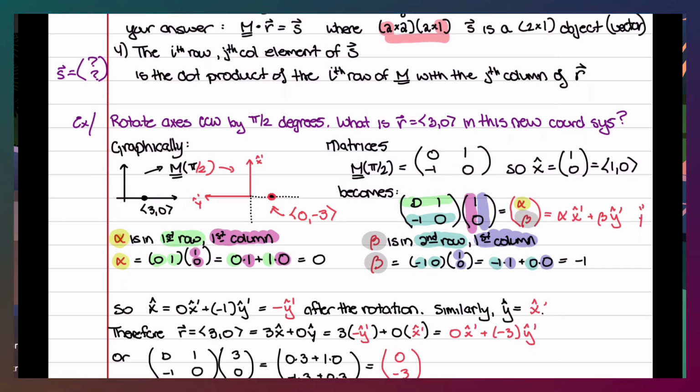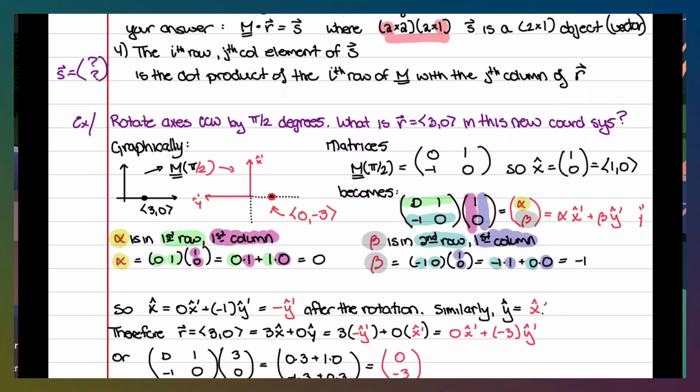So what I'm doing here is I could take one of the unit vectors and ask, how does the x direction, which is 1, 0, transform into the new coordinate system? How does this vector transform into the new coordinate system? So what I do is take this matrix and multiply it by this vector. So I write it here, ignore the colors for right now.